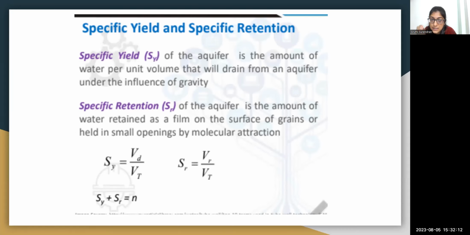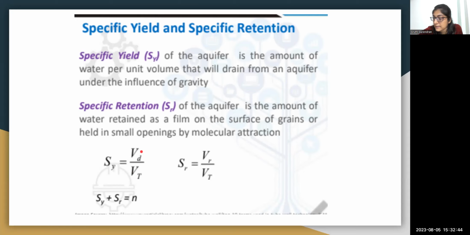Now, specific retention, if you take 1 meter cube of aquifer material, is the amount of water that is retained in it. Here they're mentioning it is retained on the surface of the grains as a film, or held in the openings by molecular attraction. So whatever water is retained in the unit volume of the aquifer is what is called specific retention. Now, porosity is equal to the sum of specific yield and specific retention.